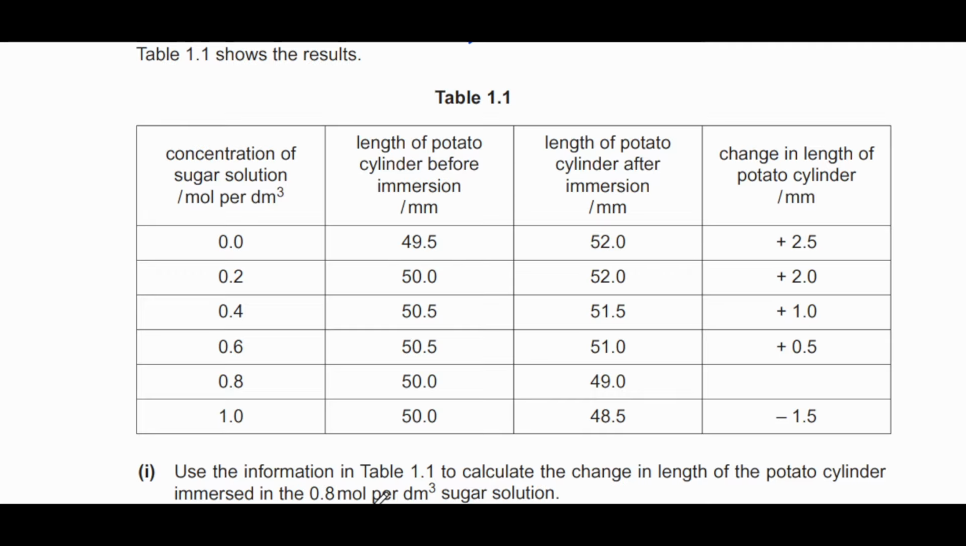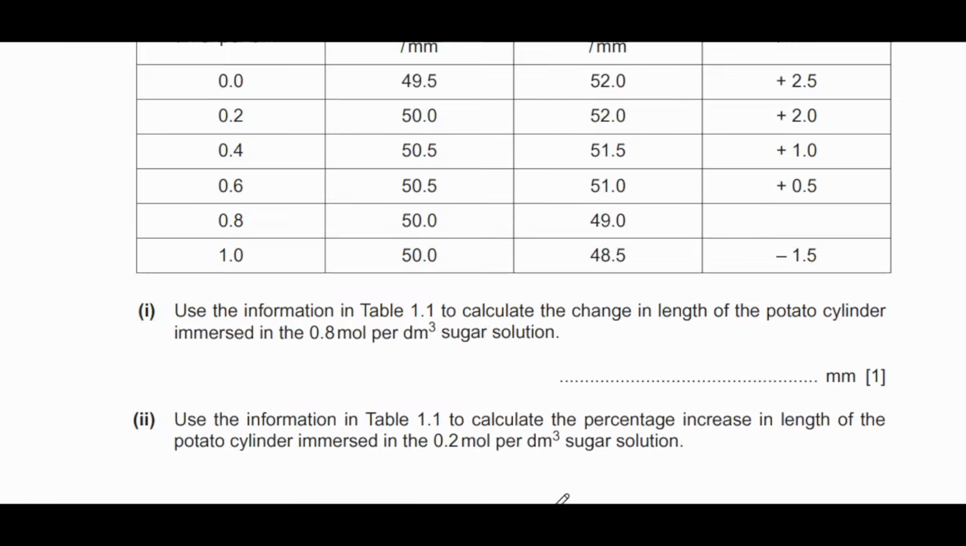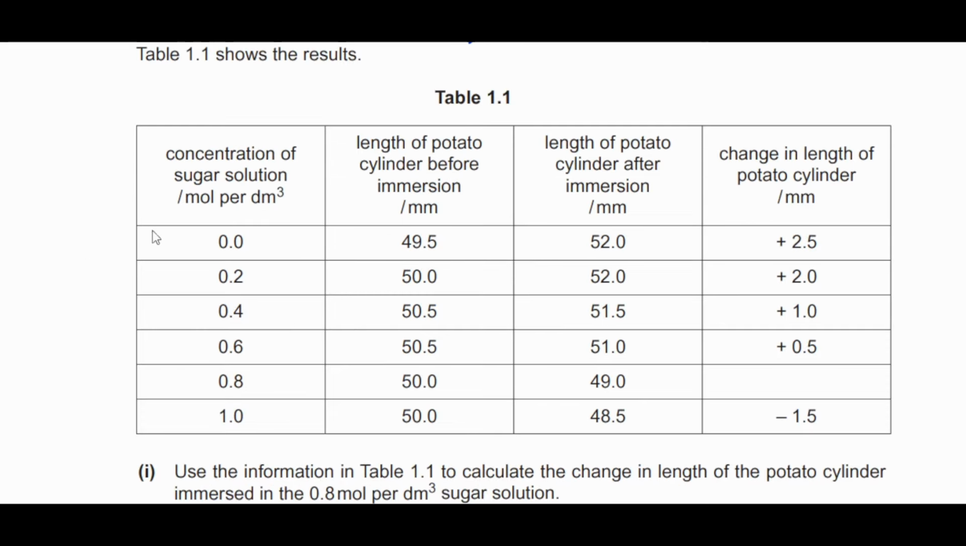Okay. Use the information in table 1.1 to calculate the change in length of the potato cylinder in the 0.8 mol per dm3 sugar solution. Okay, so as you see here, this thing is empty, so we need to fill it in. So what do? It's very easy. From 50 to 49 is minus 1.0. Okay, so the answer will be right here, minus 1.0.